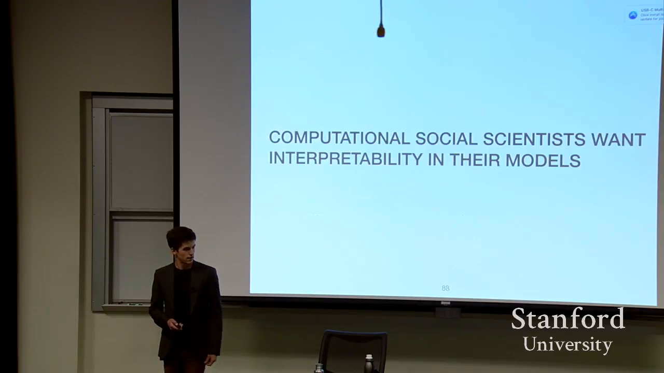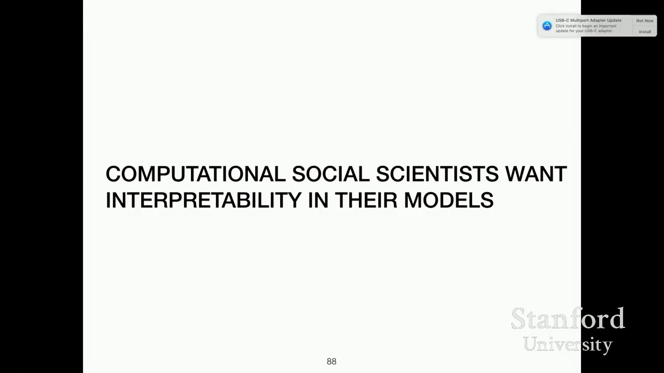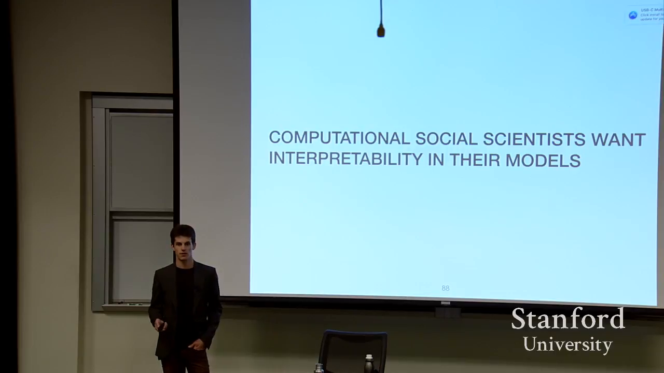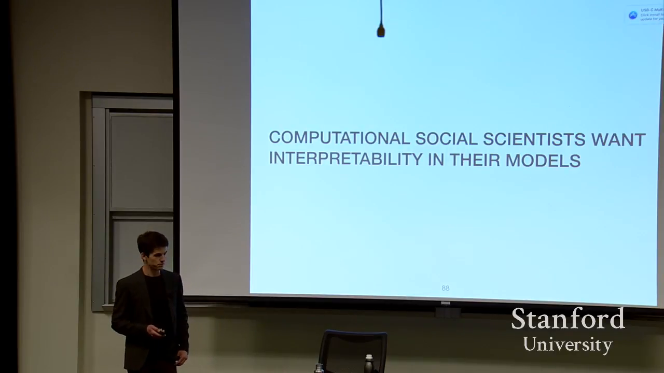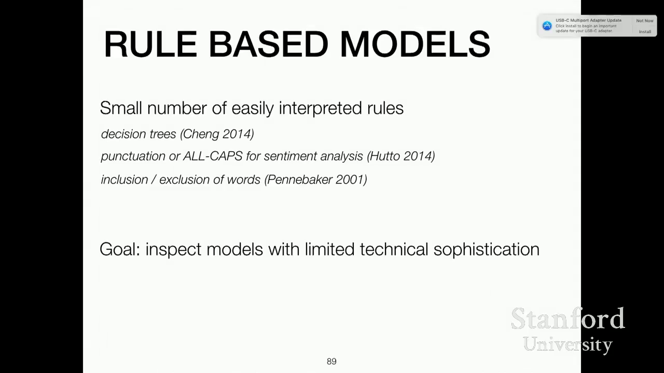And the reason I'd like to give in this talk for this is that computational social scientists strongly value interpretability in their models. Right? So when they report an effect, they want to be able to very specifically point to where that effect came from. And so what this means is that people very often use what are called rule-based models, models that have a small number of very easily interpretable rules. So things like decision trees or inclusion-exclusion properties for words. And again, the goal here is that people are able to inspect these models with very limited technical sophistication.